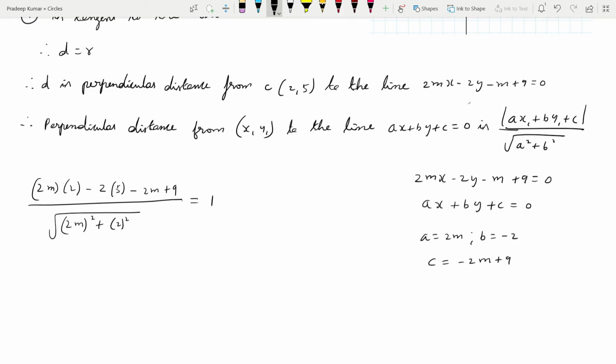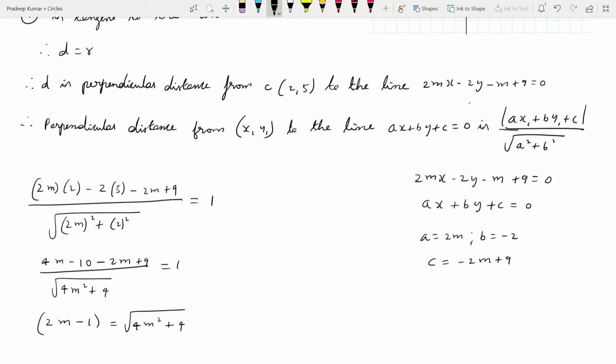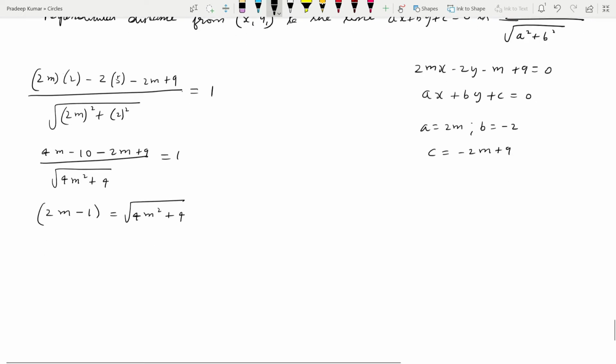So let's solve this further. We get 2m into 2, that is 4m, minus 10, minus 2m plus 9, divided by the square root of 4m square plus 4, equal to 1. Sending the denominator to the other side: 4m minus 2m gives 2m, and minus 10 plus 9 is minus 1. So 2m minus 1 equals the square root of 4m square plus 4. Let's square on both sides and see what we get.